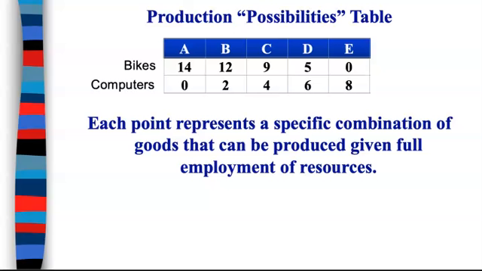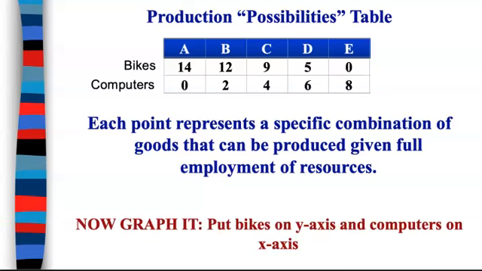And the points B, C, and D represent a combination where you spend some of your time making bikes and some of your time making computers. Now, what you should do in your notes is go ahead and graph this. Let's put your bikes on the y-axis and your computers on the x-axis. Mark each of the points A, B, C, D, and E, and then connect the dots between them. Go ahead and pause the video while you do that now.